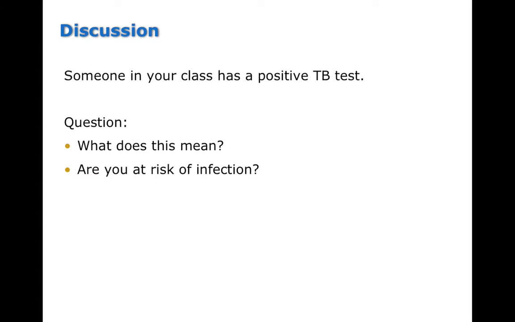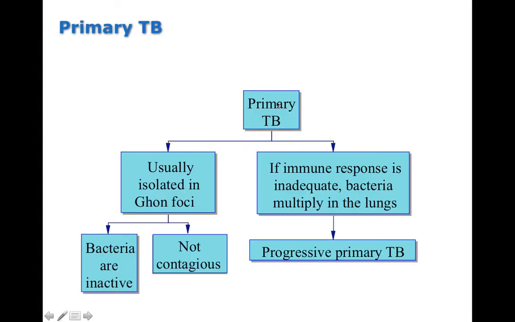Now with primary TB, we talk about how it's going to be isolated within Ghon foci, and that they're not contagious as long as they're within this Ghon foci, and they're inactive because remember, Mycobacterium tuberculosis is aerobic, and usually the center of these Ghon foci is anaerobic because it's just an area of necrosis and there's no blood vessels in there, which means they're inactive and not contagious.